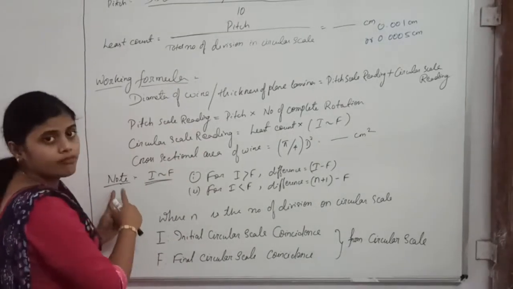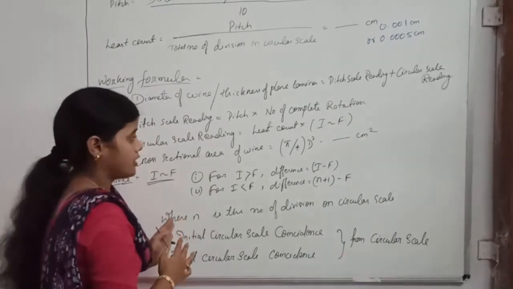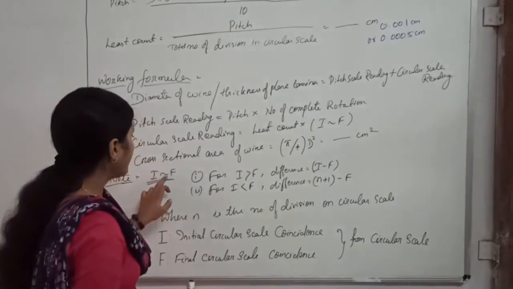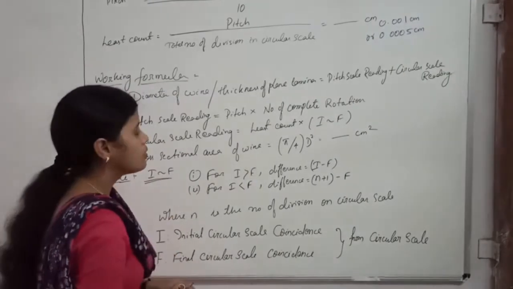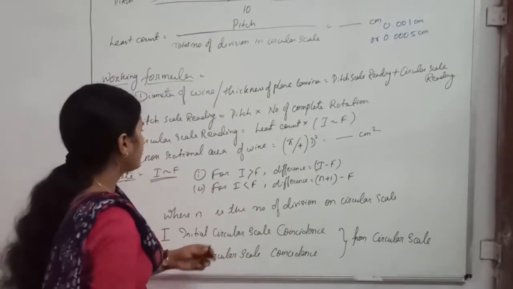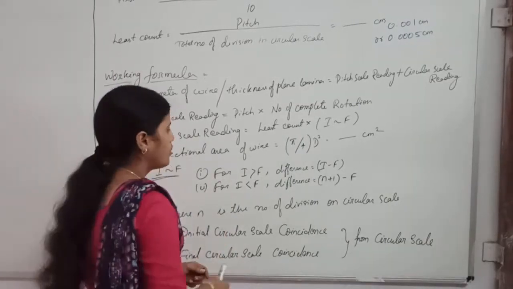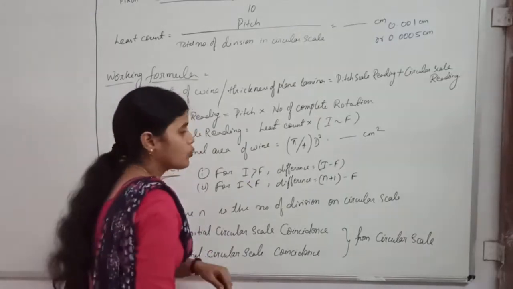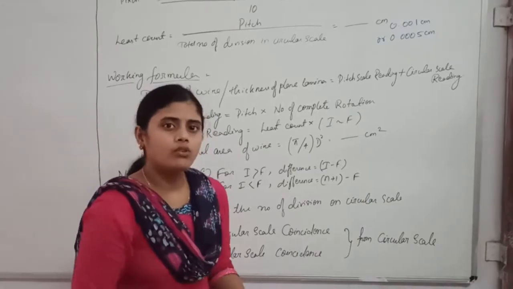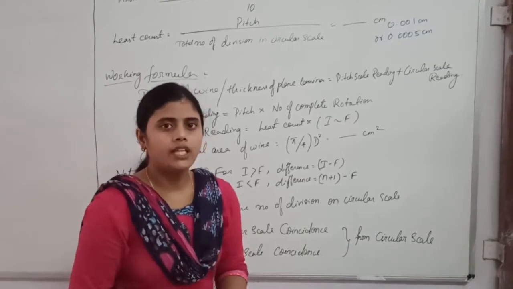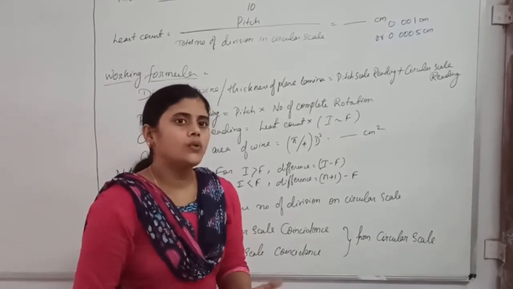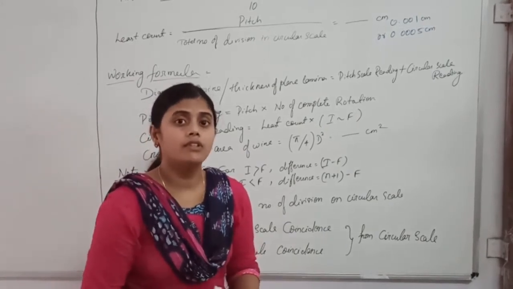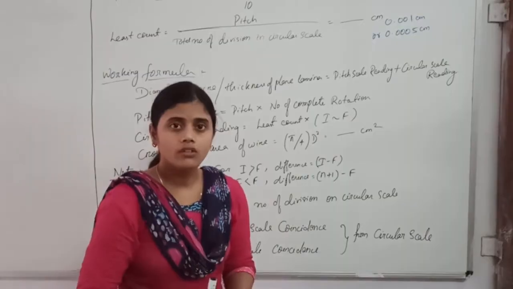Now come to the note. This is the most important part of this experiment. Otherwise, many students make mistakes here. While finding I minus F, they forget to check whether the value of I is more than F or less than F. Suppose they found the final reading as 40 and the initial reading as 20. So they will do 40 minus 20, that means final minus initial, which is a wrong way to do.